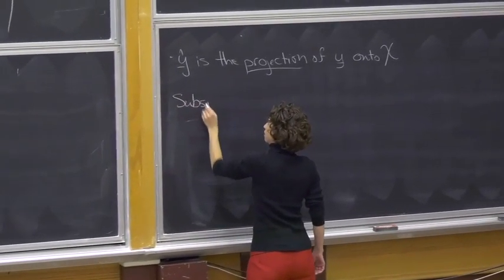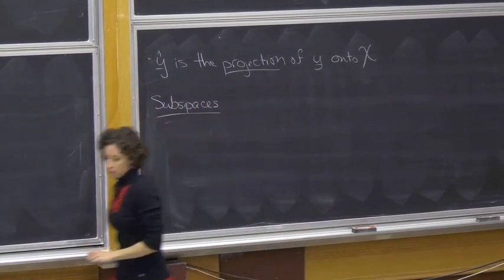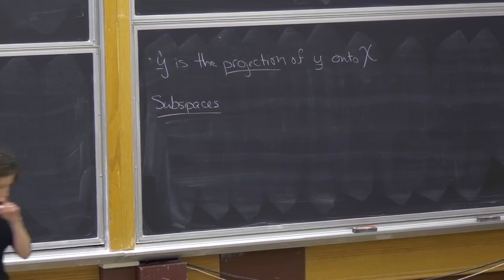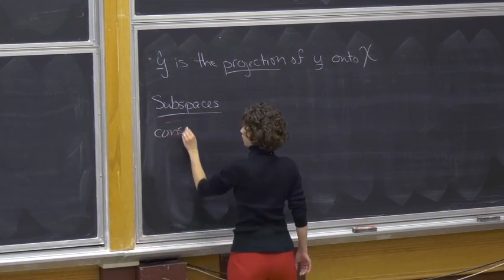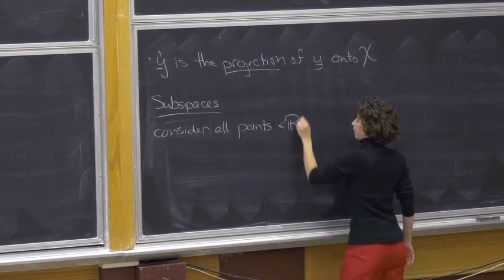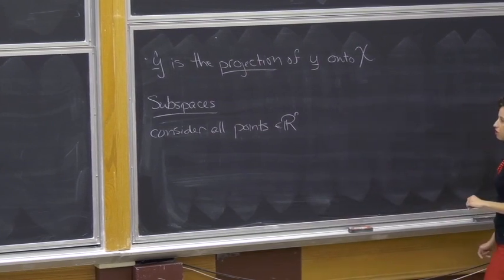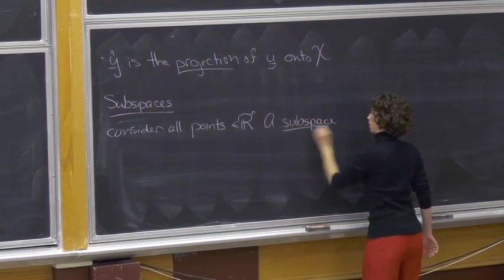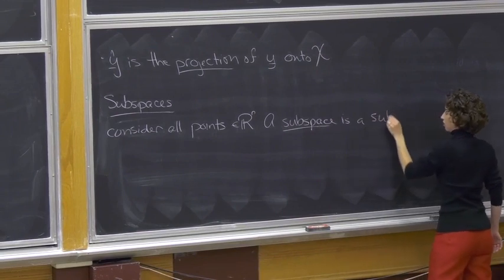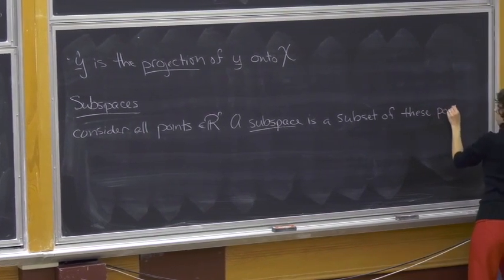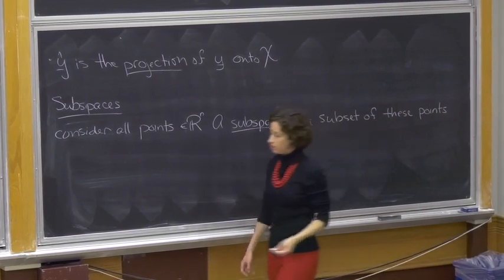All right, so first we're going to talk about subspaces. Okay, so you could start by considering all points that are in Rn. So all length n vectors of real numbers. A subspace is a subset of these points that just satisfy some key properties.